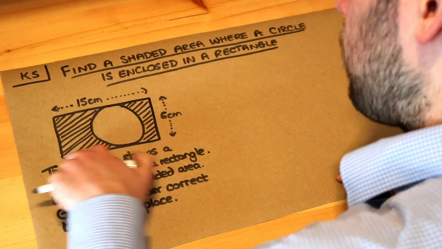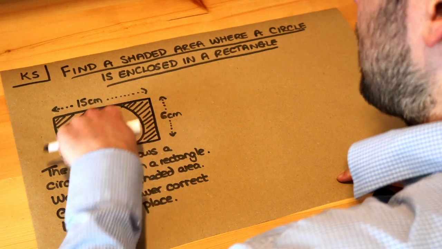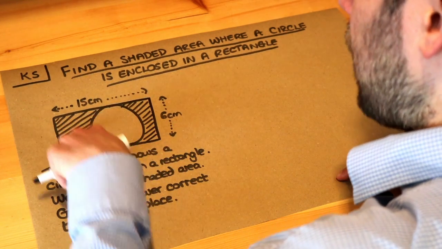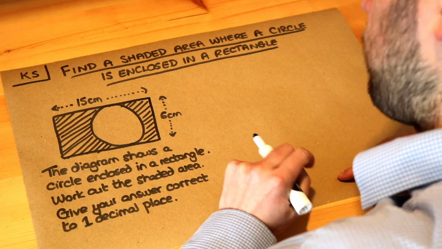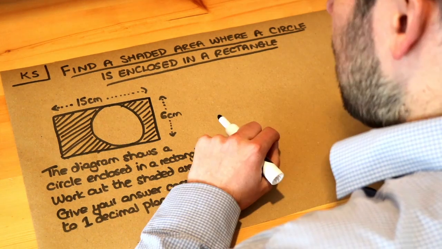So we've got a rectangle here and we've got a circle cut out of this rectangle, and we want to find the area of this shaded region. So the area that's inside the rectangle but outside the circle. Now how do we find that area?